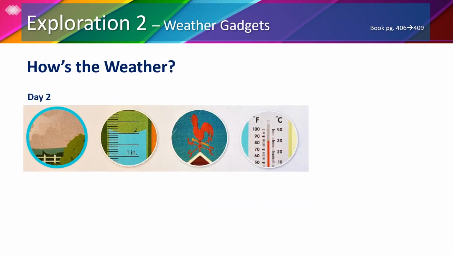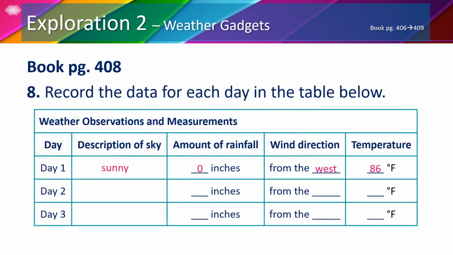For day 2, we can see that the sky looks cloudy. The rain gauge reads 2 inches. We always look at the bottom of the curve. The wind vane is pointed towards the west, so wind must have been blowing from the west. And finally, the thermometer read about 82 degrees Fahrenheit.